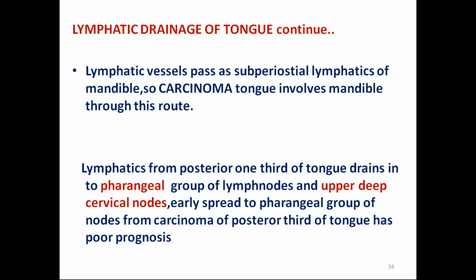The lymphatic vessels pass as subperiosteal lymphatics of the mandible. So carcinoma of the tongue involves the mandible through the root, and the lymphatics from the posterior one third of the tongue drain into the pharyngeal group of lymph nodes and upper deep cervical nodes. Likely spread to the pharyngeal group of nodes from carcinoma of the posterior third of the tongue has a poor prognosis.